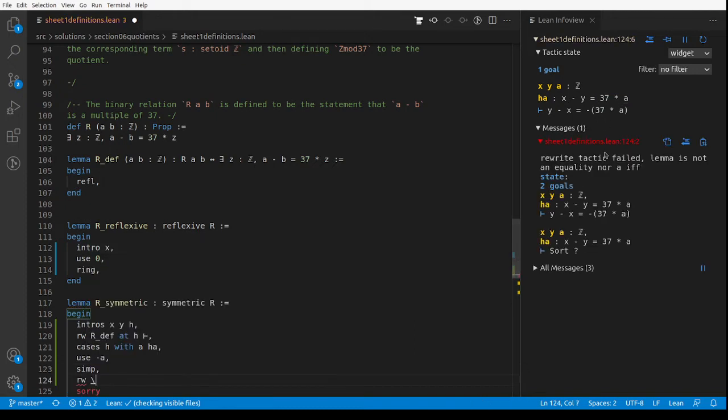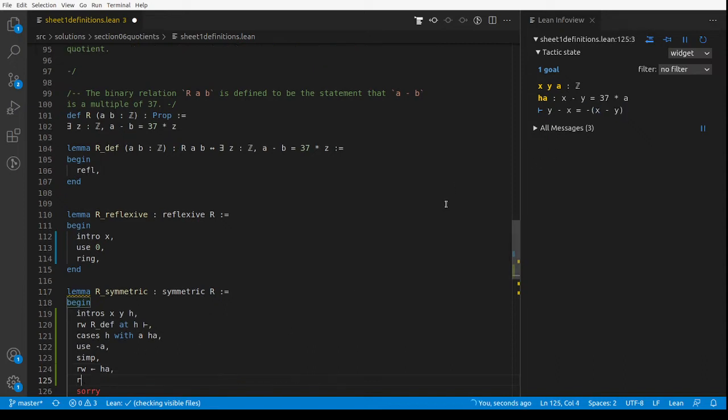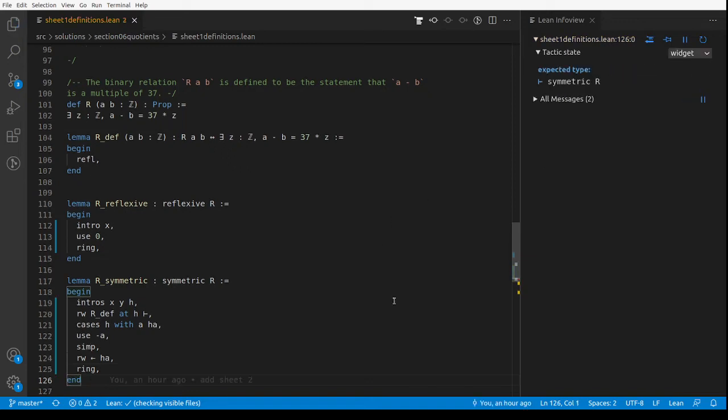So now we could rewrite HA that way. If we did it without the arrow, it would try to find an x minus y, and there isn't one. But we do it with the left arrow, so it finds a 37 minus a, and now the ring tactic will do that one as well. So that's the end of that one.